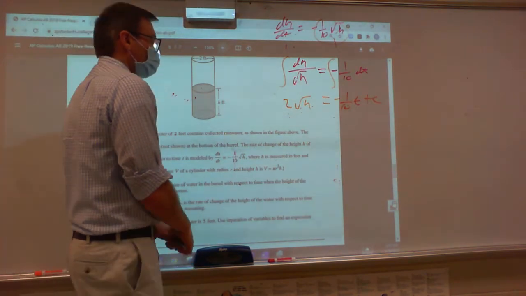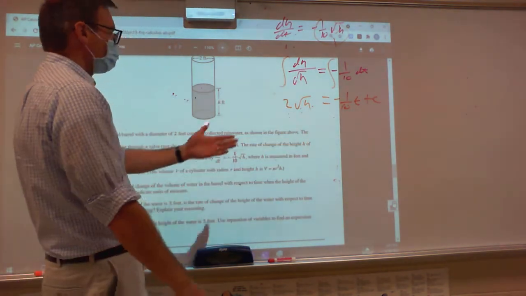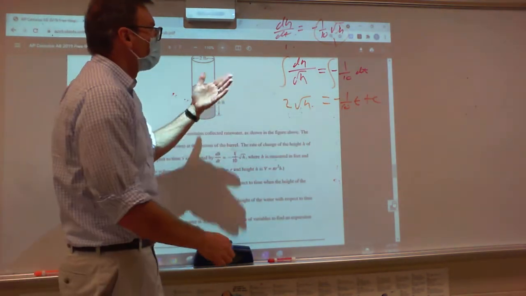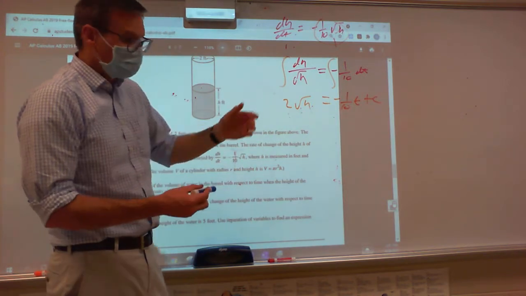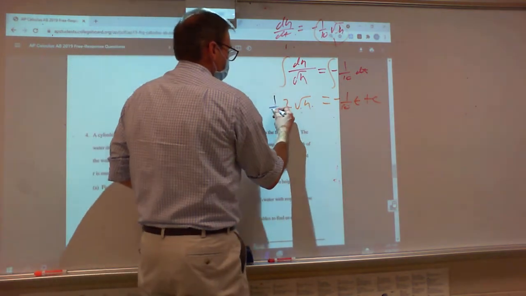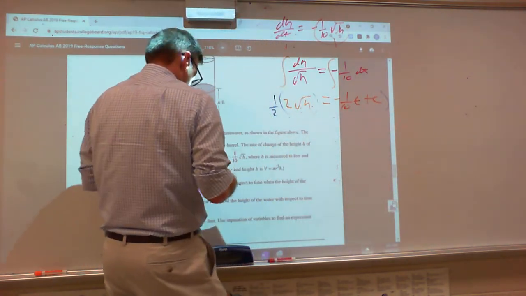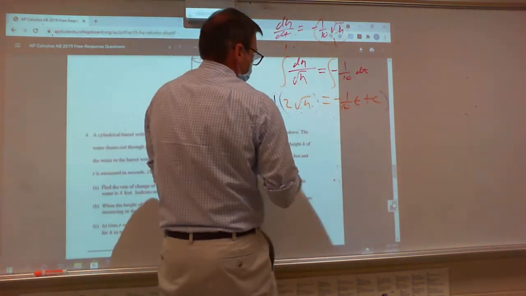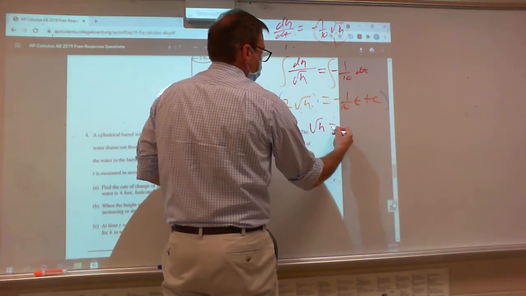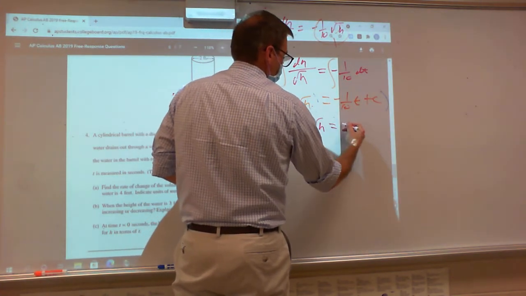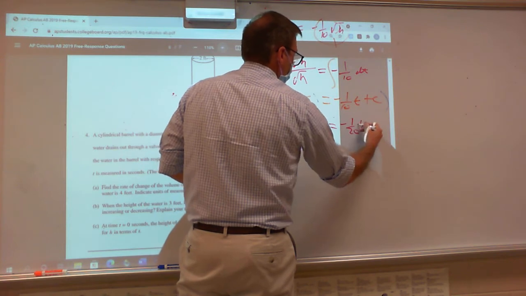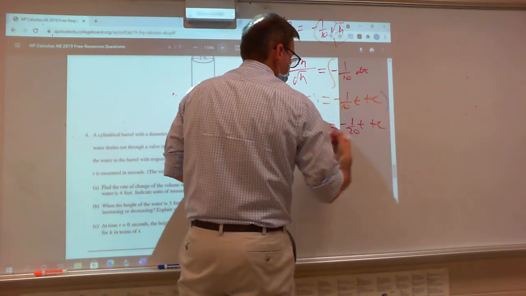All right, well, we have not solved our differential equation. I have to solve for h. So I'm going to multiply everything by 1/2. Then I end up with the square root of h, this is going to give me a negative 1 over 20t, and then 1/2 times c is still c.